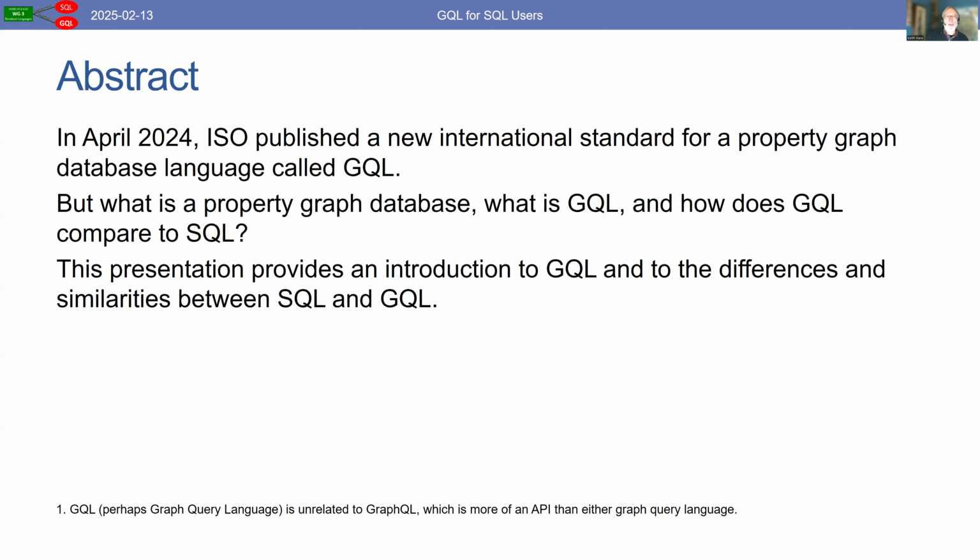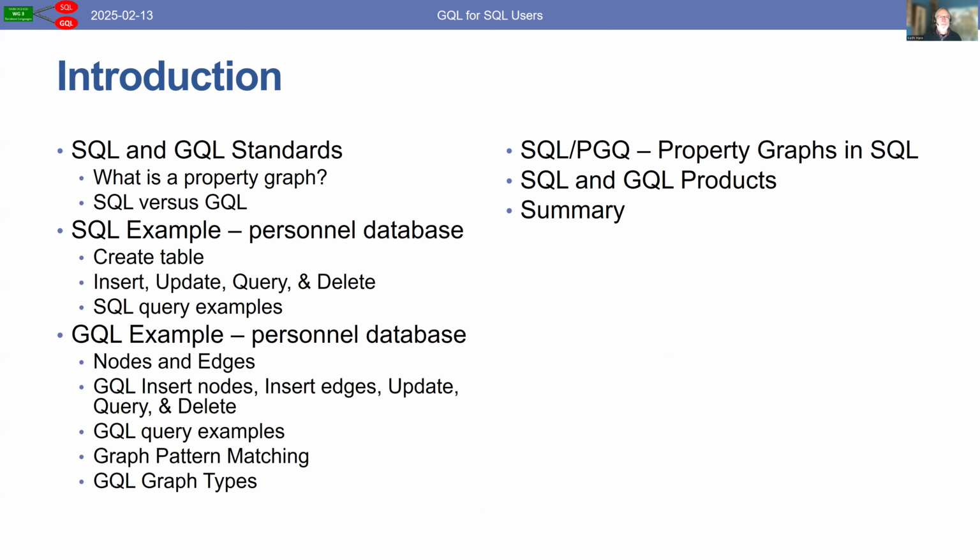So last year, ISO published a new international standard for a property graph database language called GQL. So what is a property graph database? What is GQL? And how does GQL compare to SQL? What I'm going to try to do in this presentation is to provide an introduction to GQL and a quick introduction to the differences and similarities between GQL and SQL. So I'm going to talk about a bunch of things. We'll go through this in more detail.